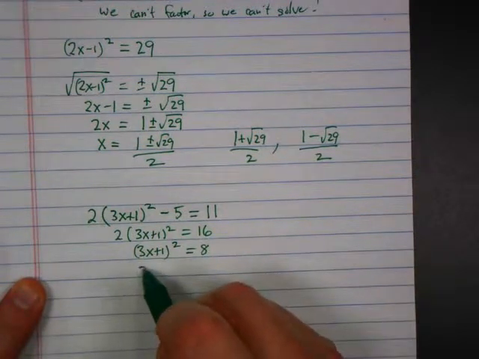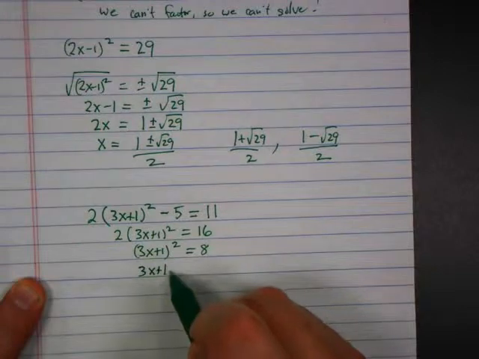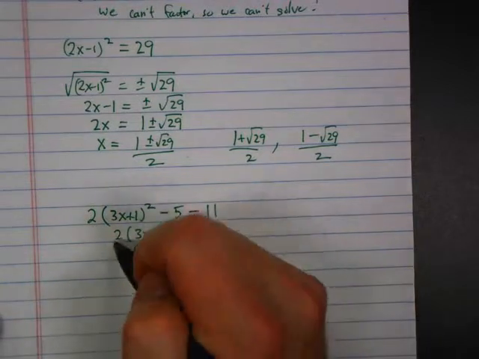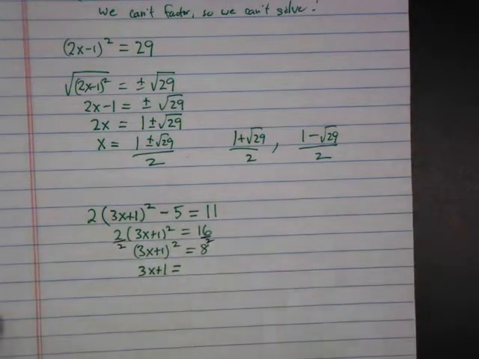When I square root, what's going to happen on the left hand side? The square root is going to just get rid of that square, isn't it? Michael? How did you get the 8? I divided both sides by 2. We divided both sides.